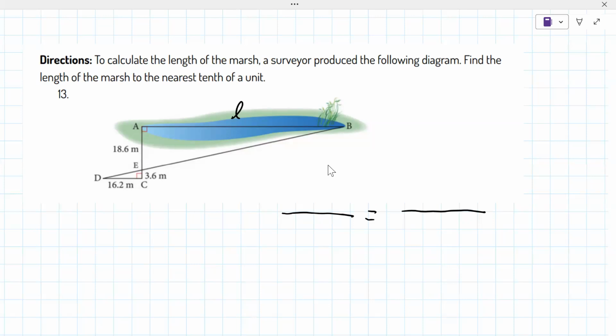Is that supposed to be an L right there at the top? Yeah, if you don't like L, we can use X. Yeah, I'll just use X. X is fine. So X over 18.6.